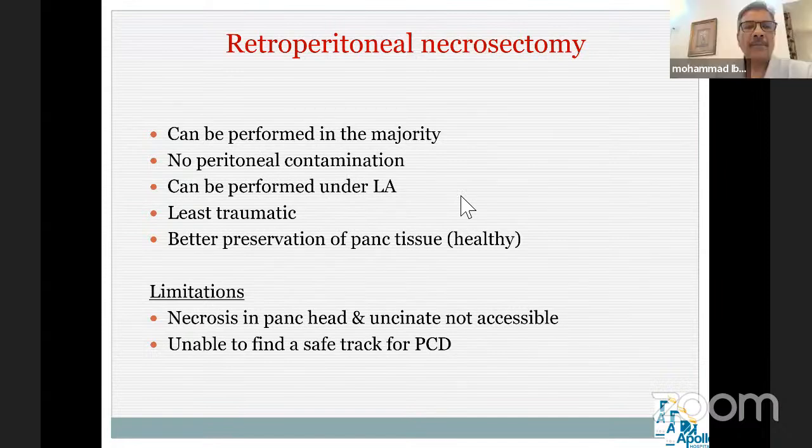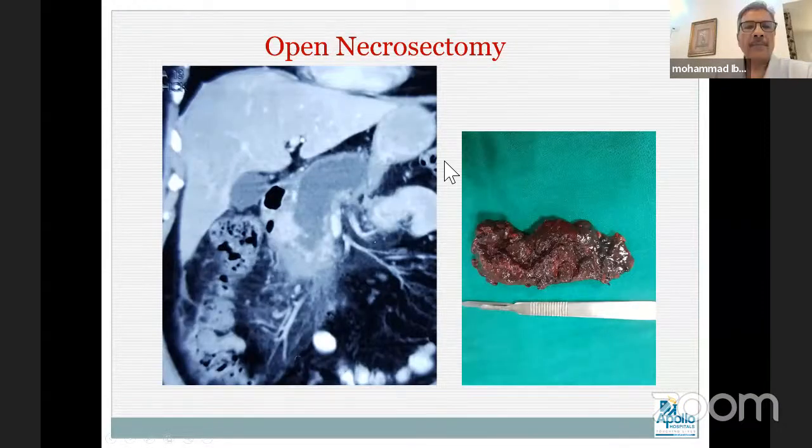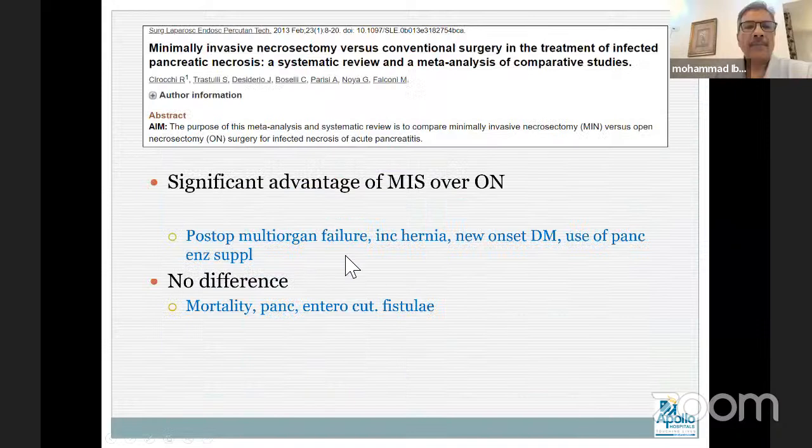So this is a recent study that compared minimally invasive necrosectomy with conventional surgery. The conclusion is a significant advantage of MIS over open necrosectomy in terms of post-operative multi-organ failure, incisional hernia, new-onset diabetes, and use of pancreatic enzyme supplementation. But there was no difference in the mortality rate or the pancreatic or enterocutaneous fistulae.